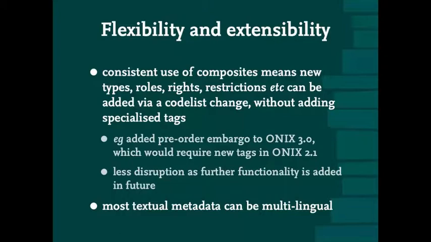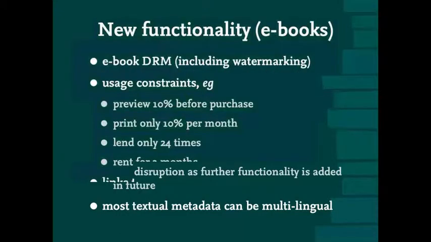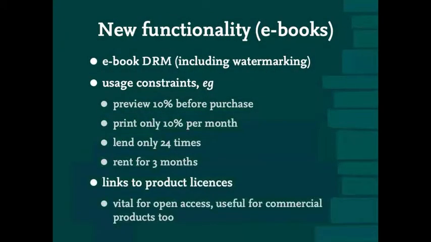We also have that new structure, particularly around ebooks. If your business is with ebooks, then you should be using ONIX 3 because it's a lot better and a lot more precise than ONIX 2. You can say things like, this ebook, well, you can read 10% of it before you pay, or you can print only 10% of it, or maybe you can print 10% per month, or you're a library and you can only lend it out to your patrons 24 times for a maximum of 2 weeks.